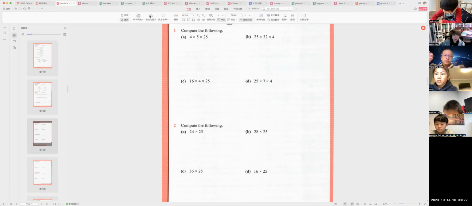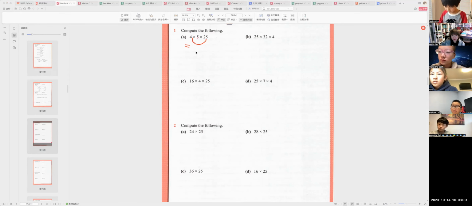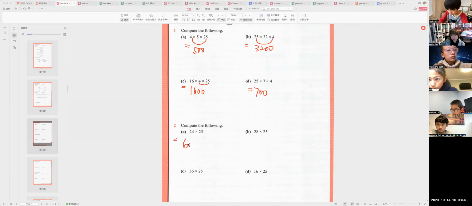Okay, so everybody, I think you're all finished, right? So we're going to take a look at this one. 4 times 5 times 25 equals what? 100 times 5 equals 500. And 25 times 4 equals 100, so 3,200. Check your answer, okay? 4 times 25 equals 100, 1600. And 25 times 4 equals 100, and 700. Very quick. 600, 700, and 900, and 400.